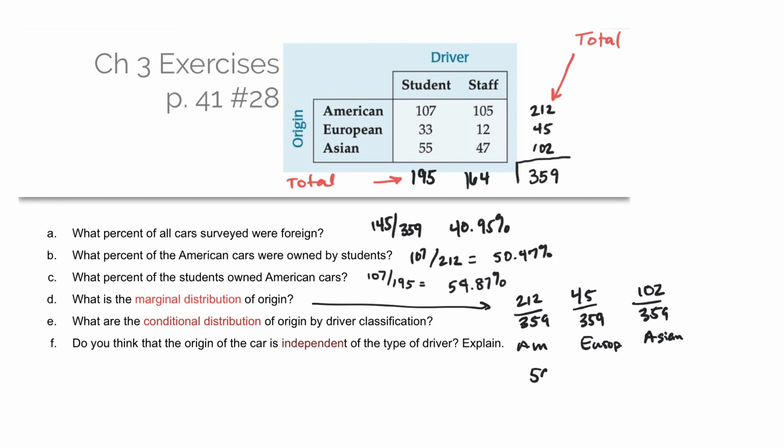Approximately 59% for American. European had 13%. And then it was 28% for the Asian. Okay. And here's something important.